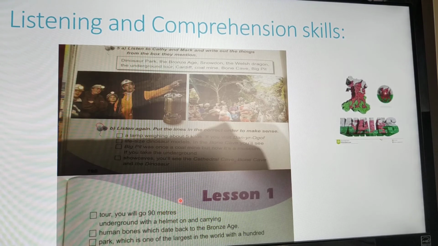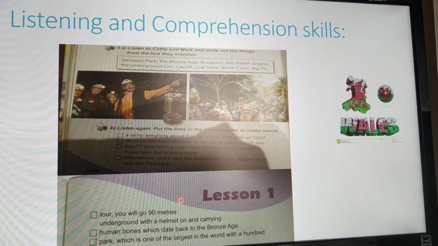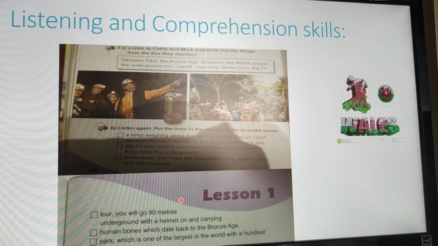Yes, the Coal Museum is great, but you must also see Dan-yr-Ogof Show Caves. That's an experience you'll never forget. There are a great number of beautiful caves there. The magnificent Cathedral Cave, for instance. Do you know that people actually get married there now?